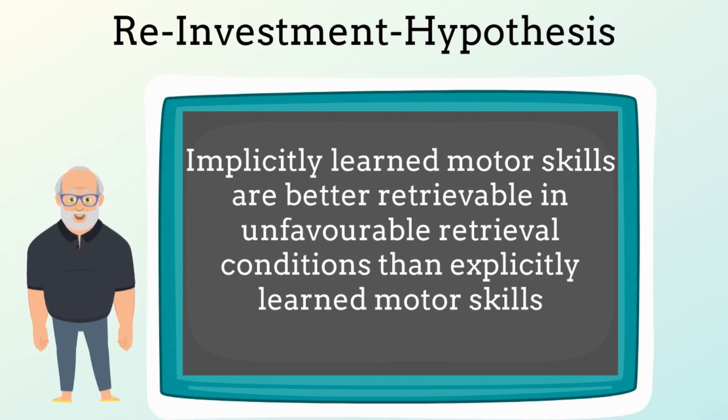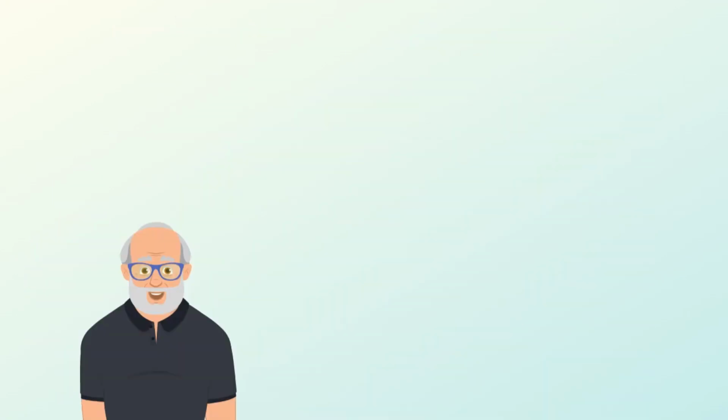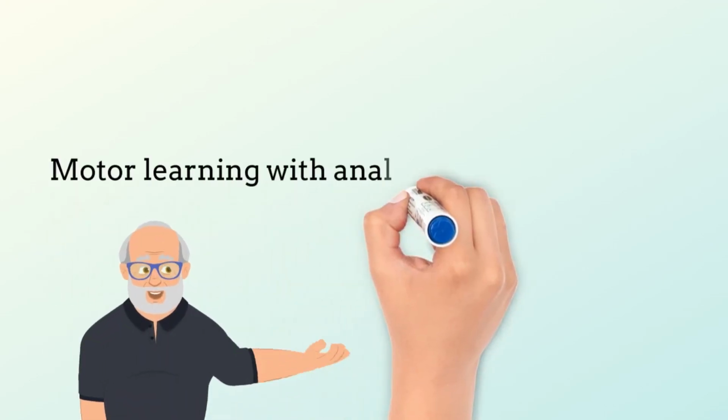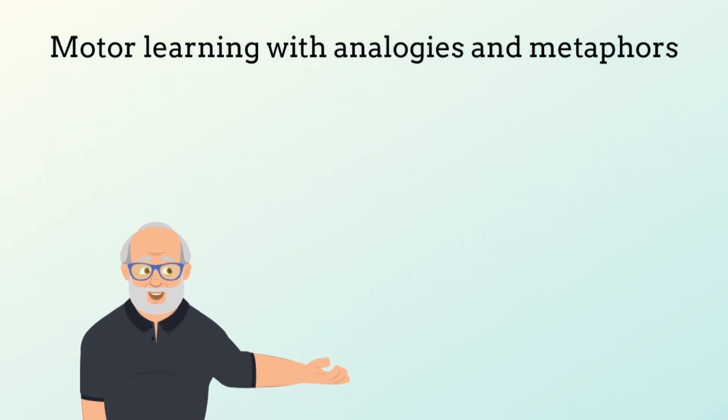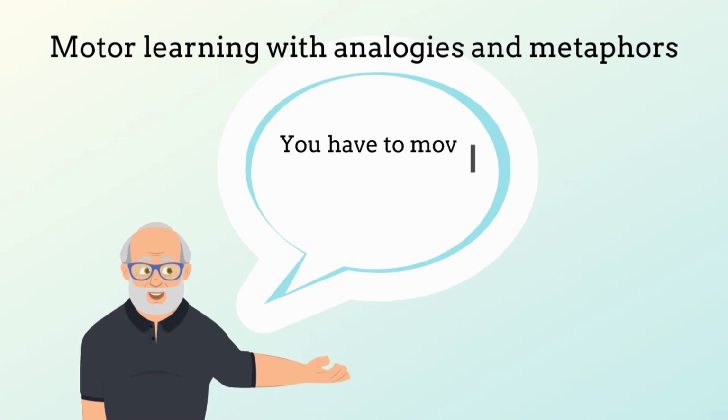As an alternative to learn a new movement sequence without using explicit knowledge in the first phase of the learning process, Masters and colleagues suggest the utilization of movement analogies or metaphors, for example, perform the movement as if you perform a similar movement, such as a windscreen wiper movement.